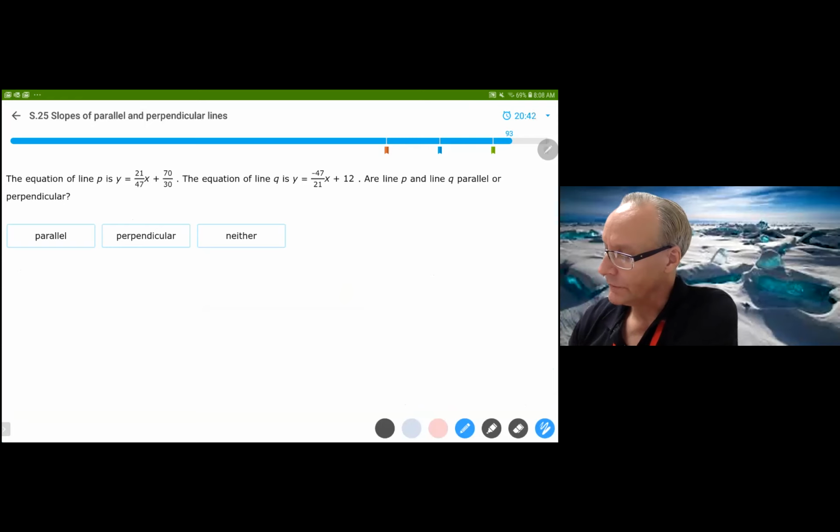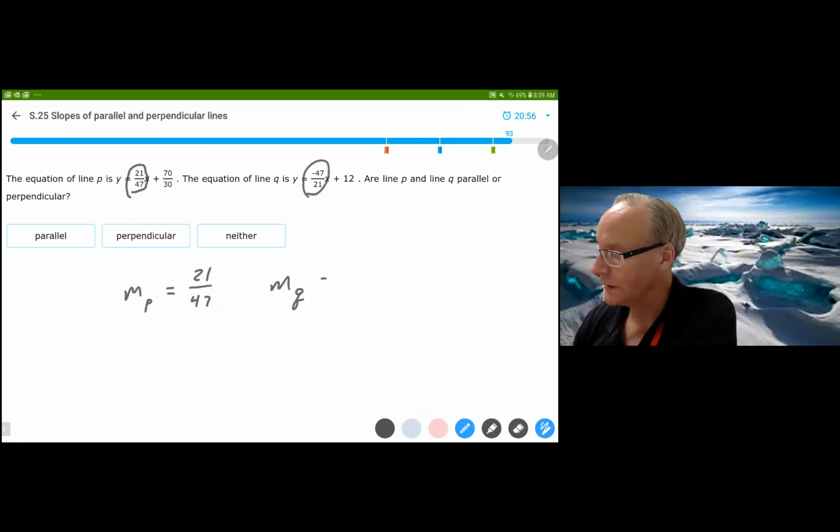All right, we've got 21 over 47 for line P. And the equation for line Q is right there. So that's going to be the slope of line Q. It's going to be negative 47 over 21. And it definitely looks like if you multiplied those, you'd get negative 1. They are negative reciprocals. That makes them perpendicular, doesn't it?